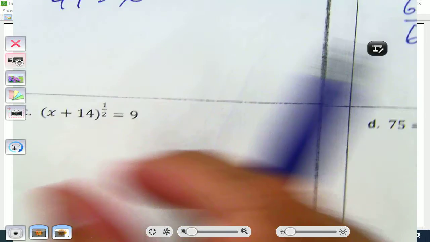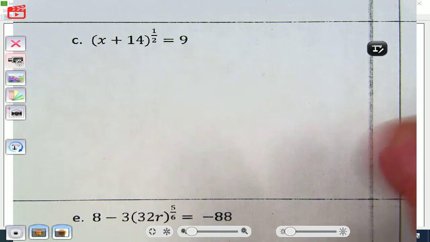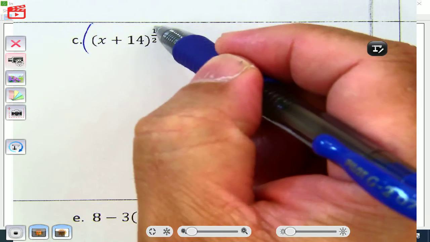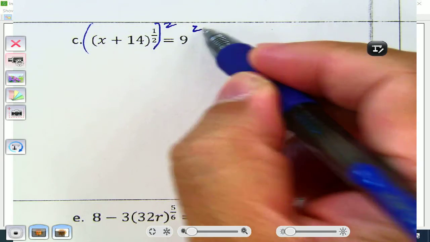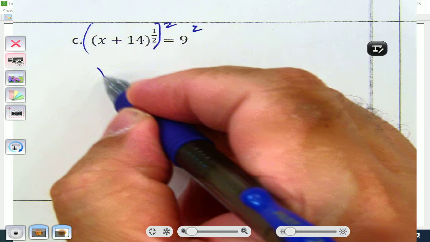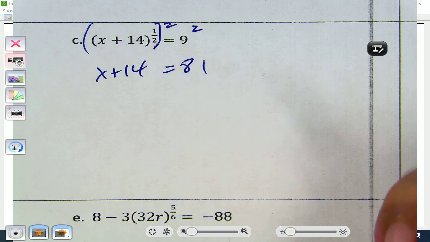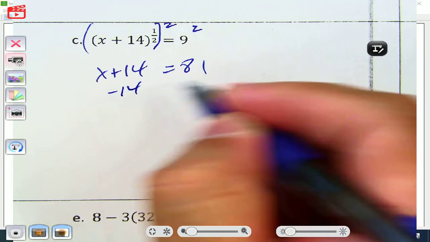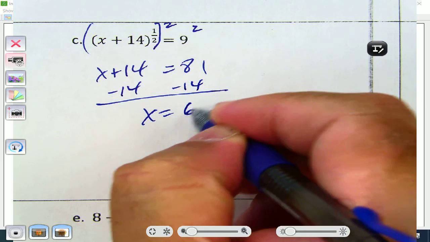All right, example C. So you've got an exponent of 1/2, so you're going to raise it to the 2nd power, right? The reciprocal of 1/2 is 2. So 9 squared. So it's x plus 14 equals 81. Do you have to put parentheses around x plus 14? I don't care. So subtract 14, 67.